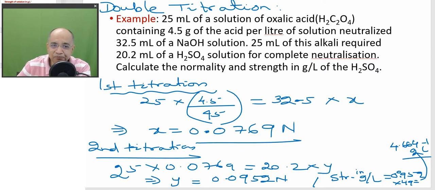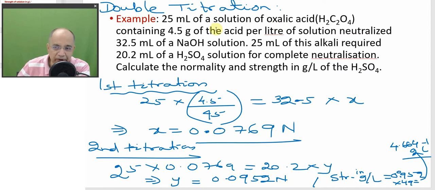25 ml of a solution of oxalic acid. You know, oxalic acid is also a primary standard. It is a sister of succinic acid, the younger sister, just in the homologous series you will learn in organic chemistry. Don't be scared. It is just the younger sister of succinic acid.